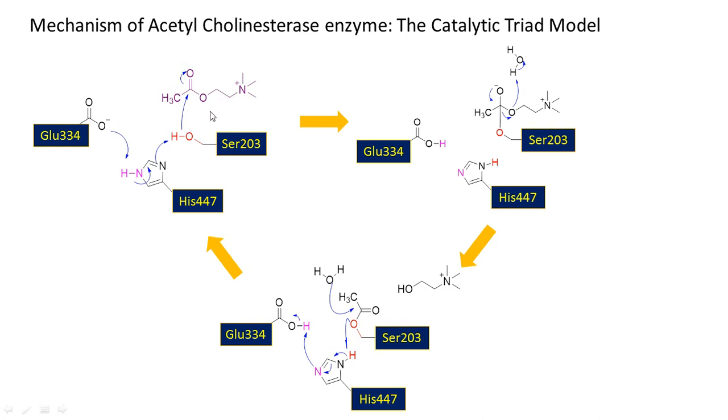So here what they found is that by altering the functional group over here, we can increase the stability of this intermediate, so that the enzyme will take a lot of time for regeneration. Till that time the enzyme gets inhibited. Until serine gets freed from the acetyl group, the enzyme gets inhibited.